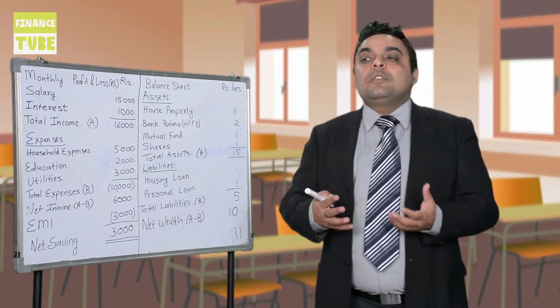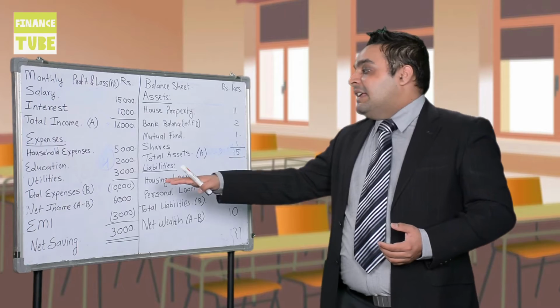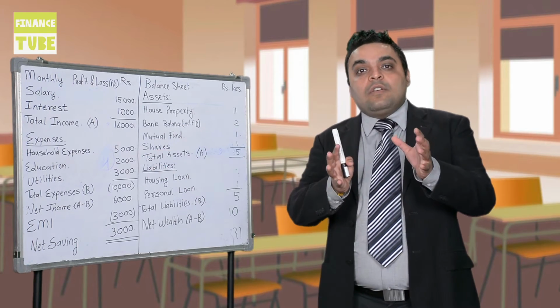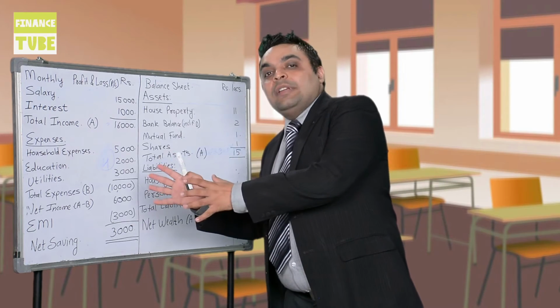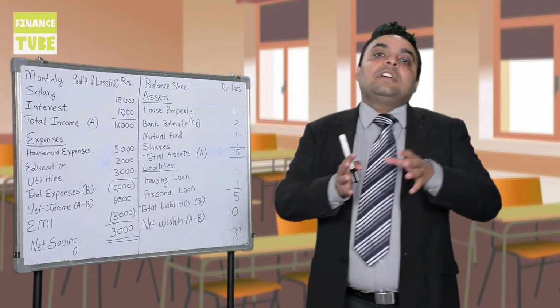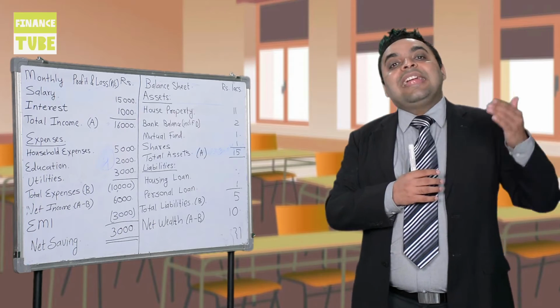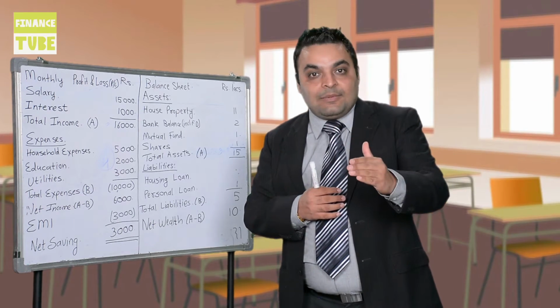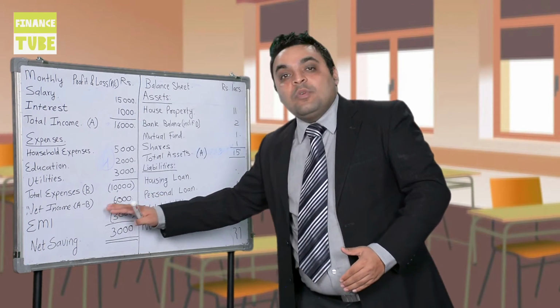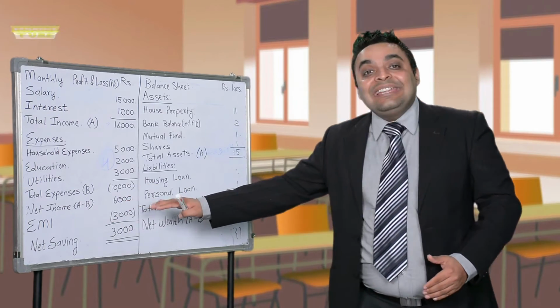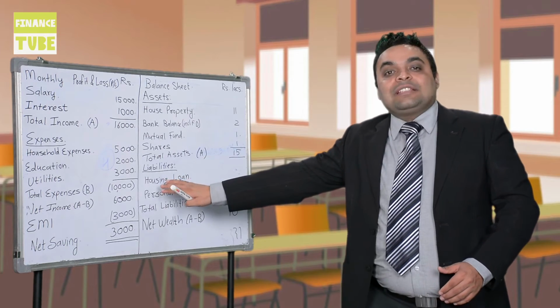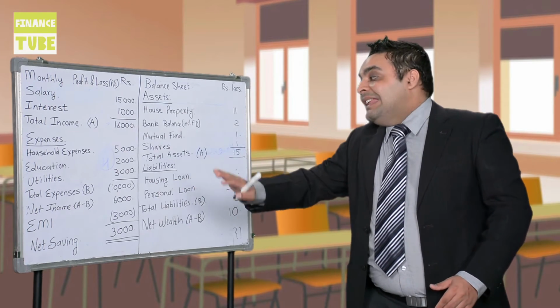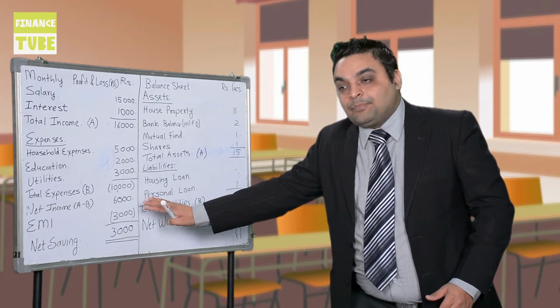So what we learn from his expenses is that 1/3 of his entire salary is going towards his household expenses. Another 1/3 is contributed towards education and utility payments. What is left over here is his net income. That means his total income of 16,000 minus total expense of 10,000 leaves him with 6,000 rupees.